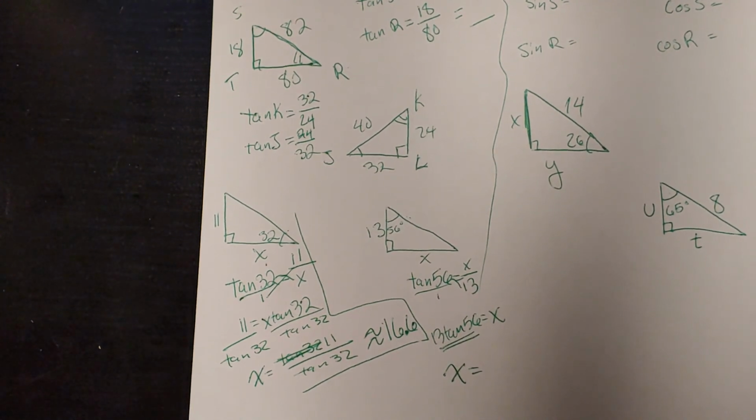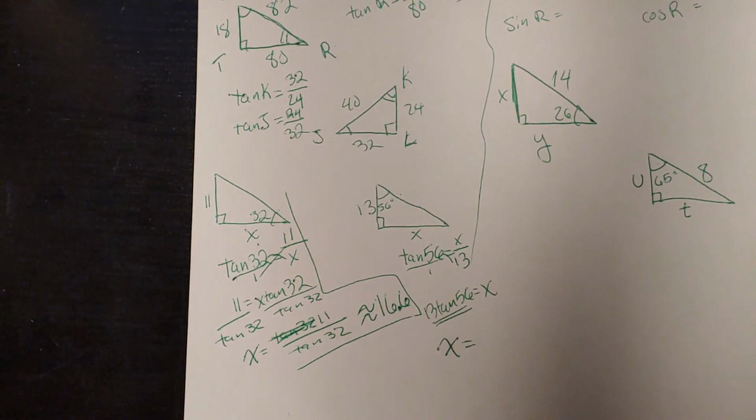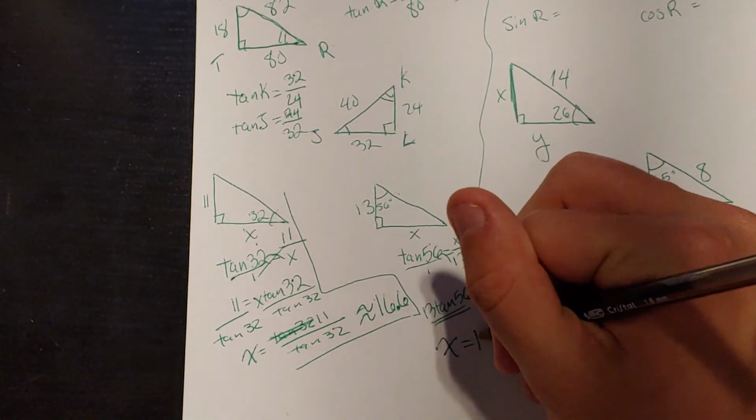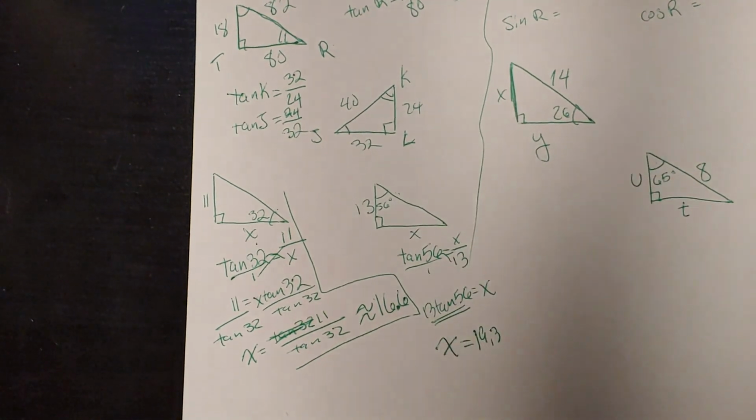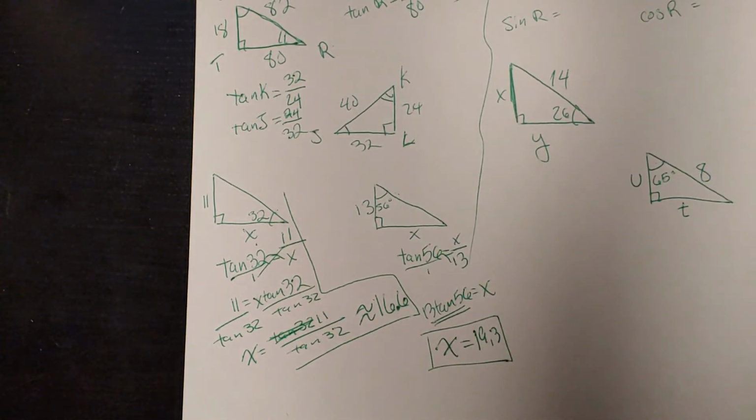Hold on one second. All right, so after figuring it out, doing it the right way, you should get x equals 19.3, roughly. So that's if you're just missing the opposite side. If you're missing the opposite side, it's actually a lot easier to do this.